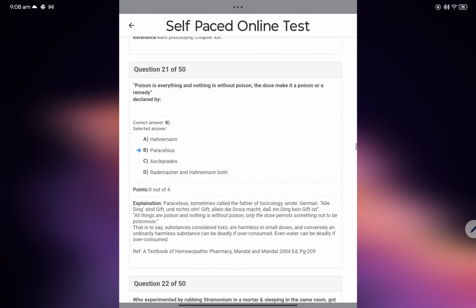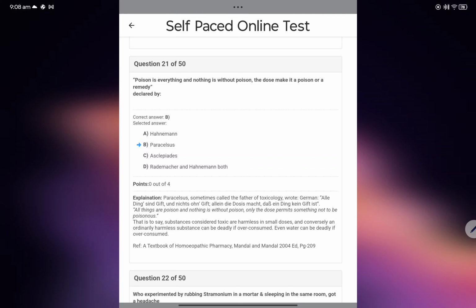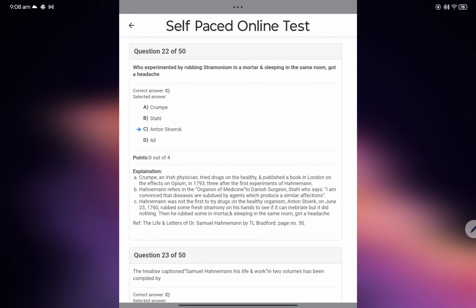Next question, poison is everything and nothing is without poison. The dose makes it a poison or a remedy. This was declared by Paracelsus. Next question, who experimented by rubbing stramonium in a mortar and sleeping in the same room got a headache? The answer is Anton Storck.